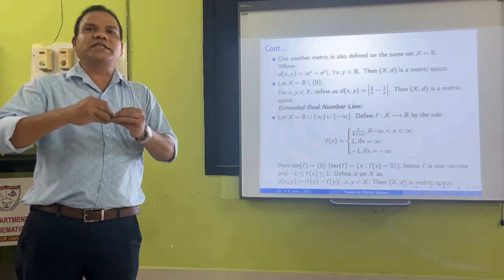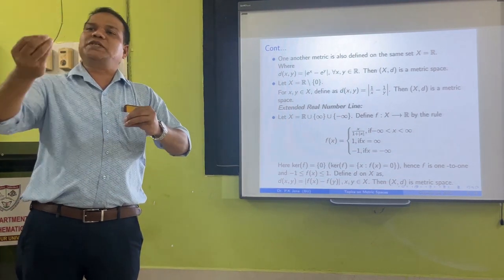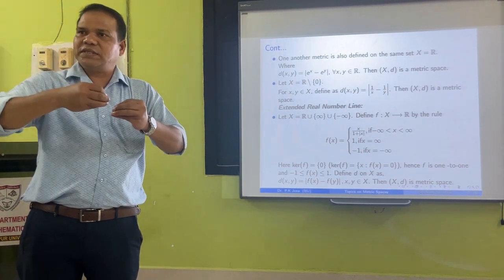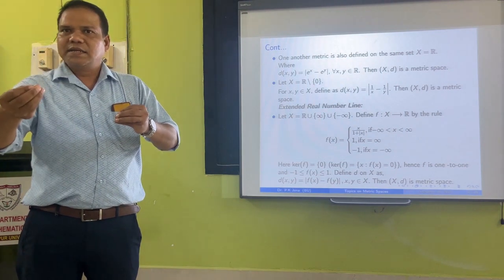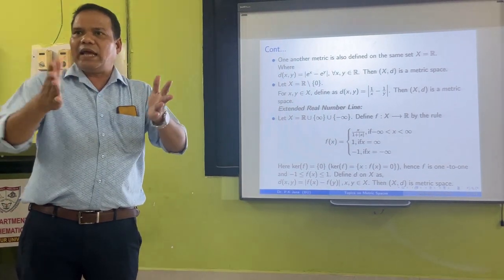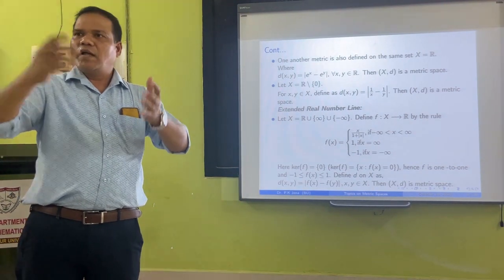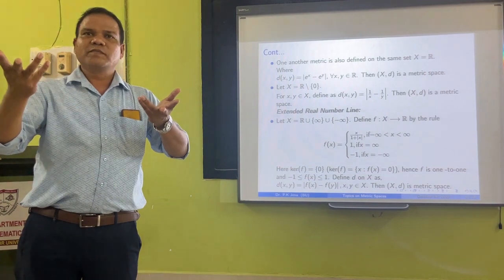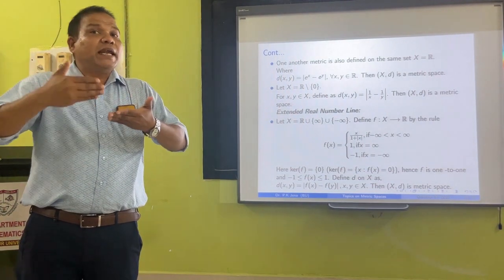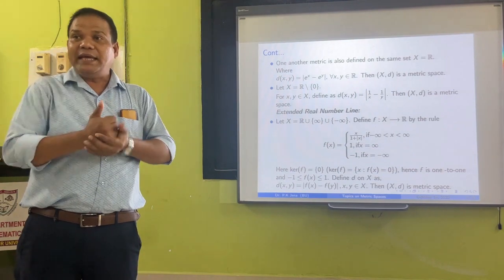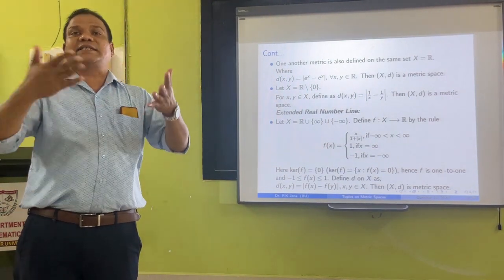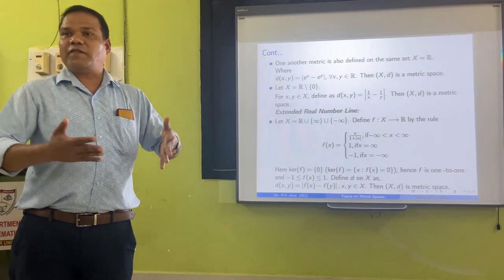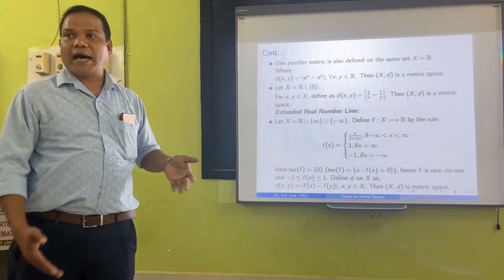Suppose you are here and you want to reach Puri. In how many ways can you reach? You can reach Puri by road, by train, by air, by your own vehicle, or by water, along the path of the water. So in many ways you can reach from one point to another. Similarly, here we are defining several metrics to find the distance between x and y. That's why we are collecting the different metrics on R.